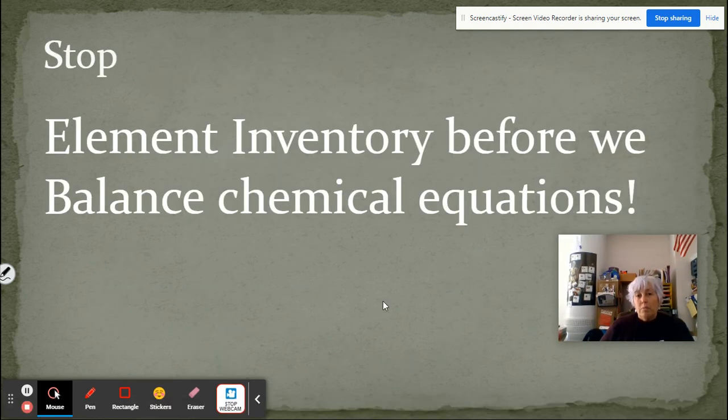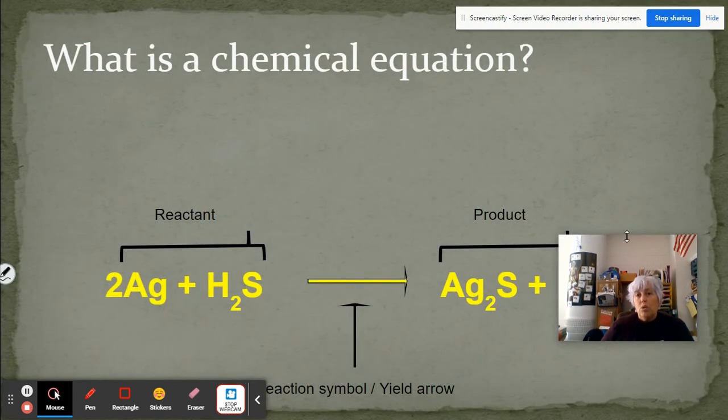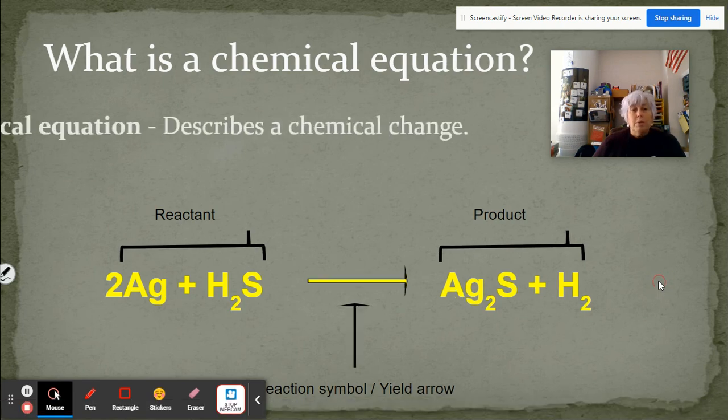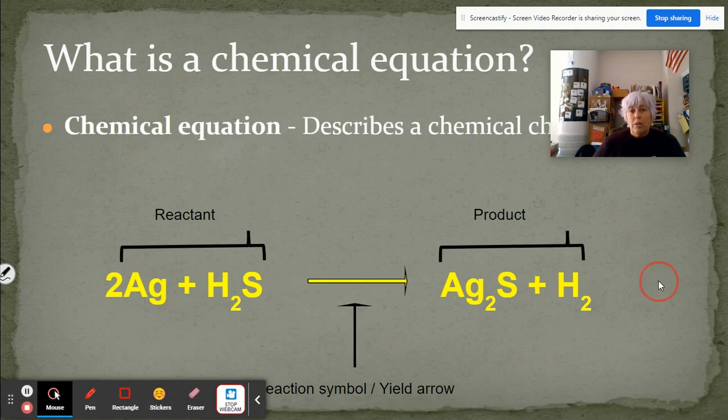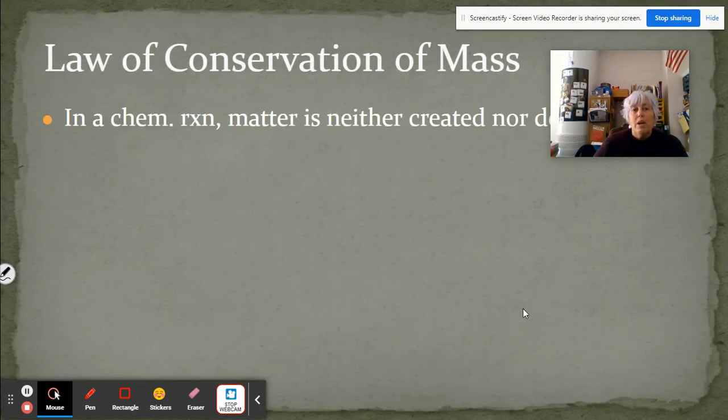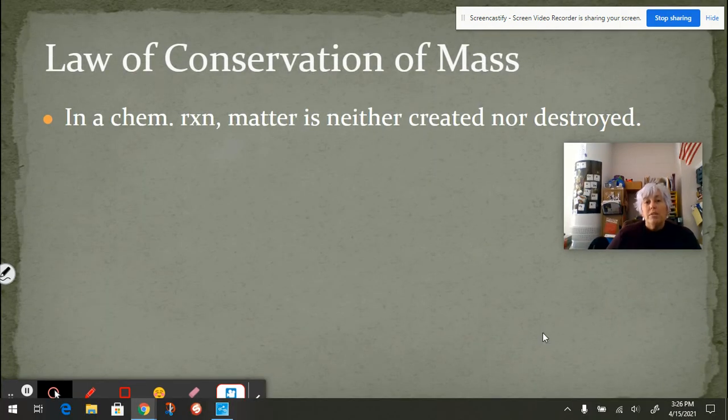So we're going to talk about element inventories. A lot of this is just review, so I'm going to proceed fairly quickly because you've already seen this. A chemical equation is a chemical change. The reactants are what we start with, the products are what we end up with. And we've already seen that.